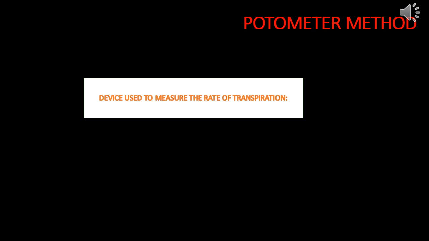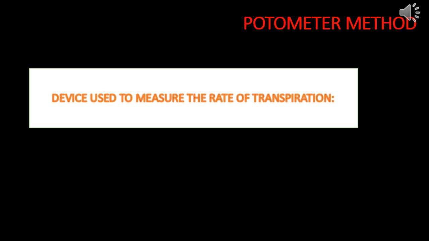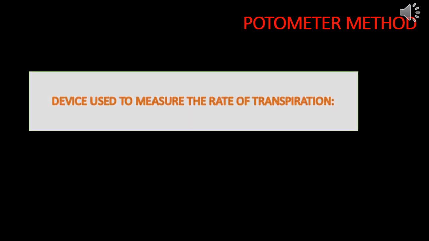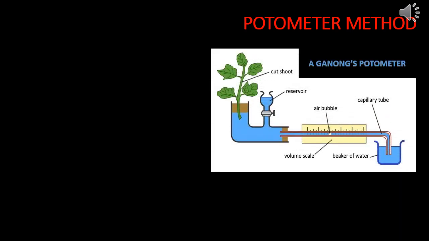Next is the potometer method. Potometer is a device that measures the rate of water intake by a plant. This intake water is almost equal to the water lost through the transpiration. There are different types of potometers to measure the different aspects of transpiration, such as Gannon's potometer, Farmer's potometer, Garrow's potometer, Darwin's potometer, etc. Here is a Gannon's potometer.